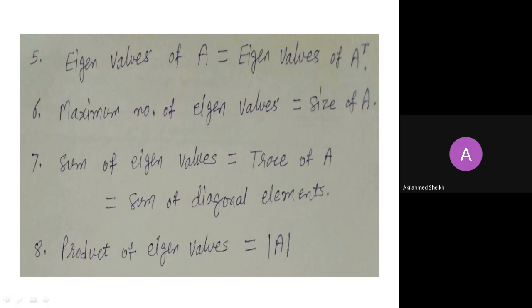Now, next one here, sum of eigenvalues equals trace of A, or we can say that trace of A is nothing but sum of diagonal elements of capital A. This is the most important property. Again, product of eigenvalues equals determinant of A. This is also an important property. Most of the examples depend on these two properties.